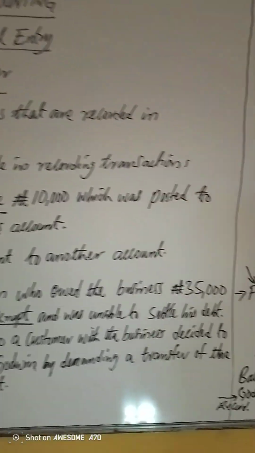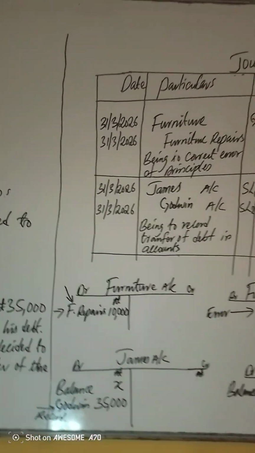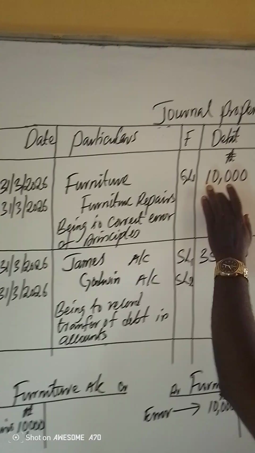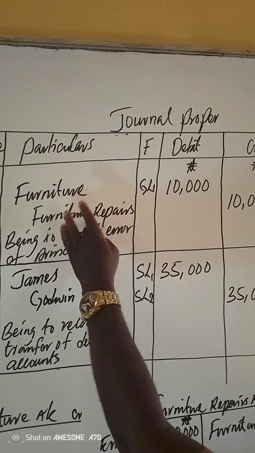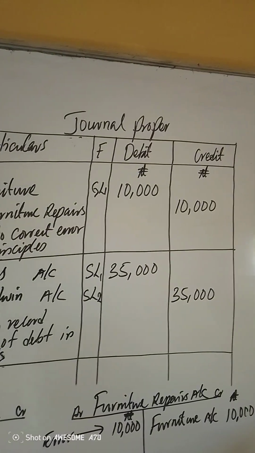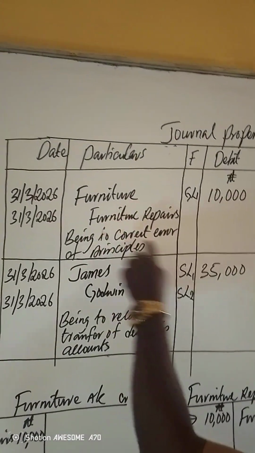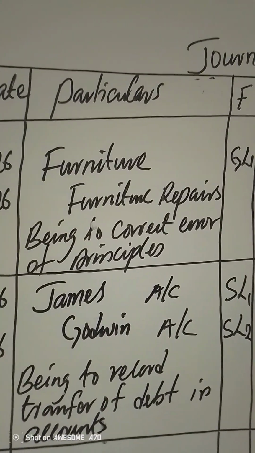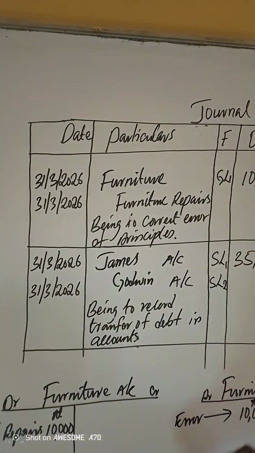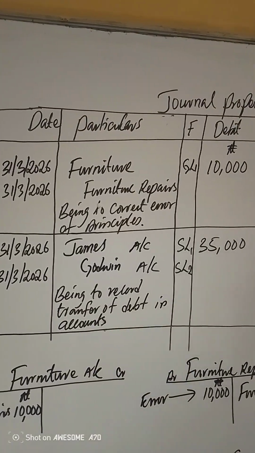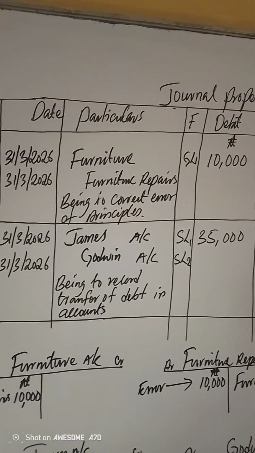Let's see how we are going to correct this error. Here, we debit furniture account 10,000 and credit furniture repair account 10,000. You must narrate when you are posting in the Journal Proper, and you say, being to correct error of principle. It is an error of principle because a real account has been transferred into a nominal account.